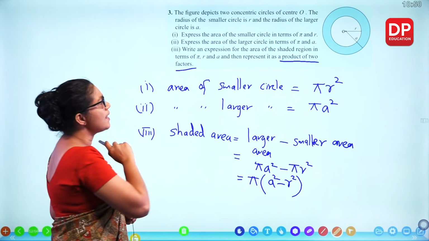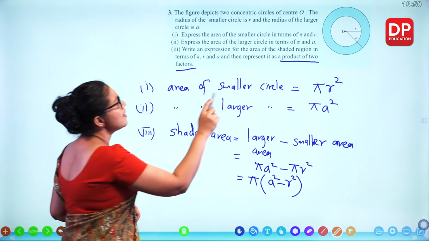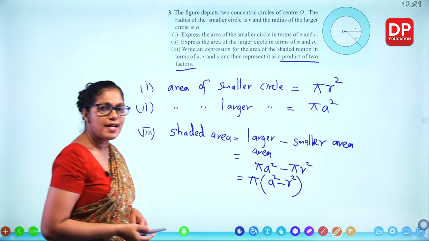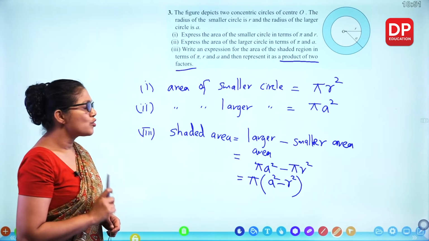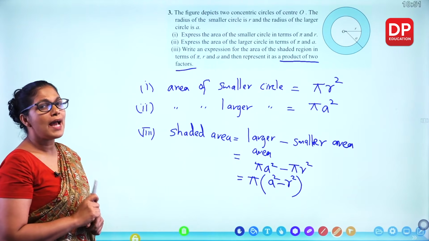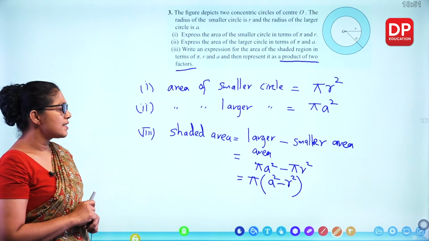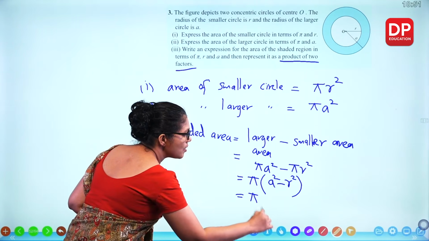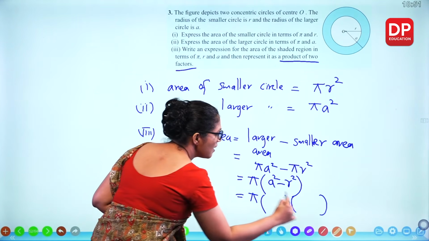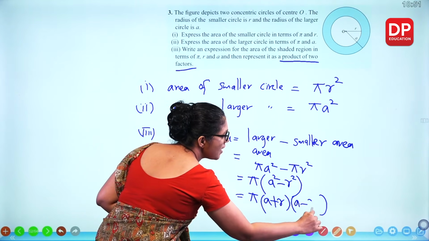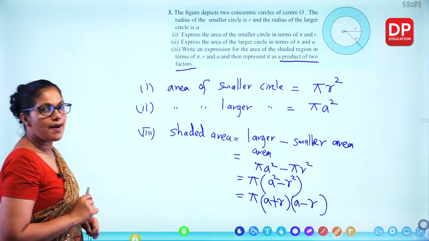In the third part, it says give the answer as a product of two factors. That means we need to factorize this. So you get two square terms with minus sign. So that means you can apply difference between two square terms. So here straight away you can write down the two factors are, one is a plus r and the other one is a minus r.